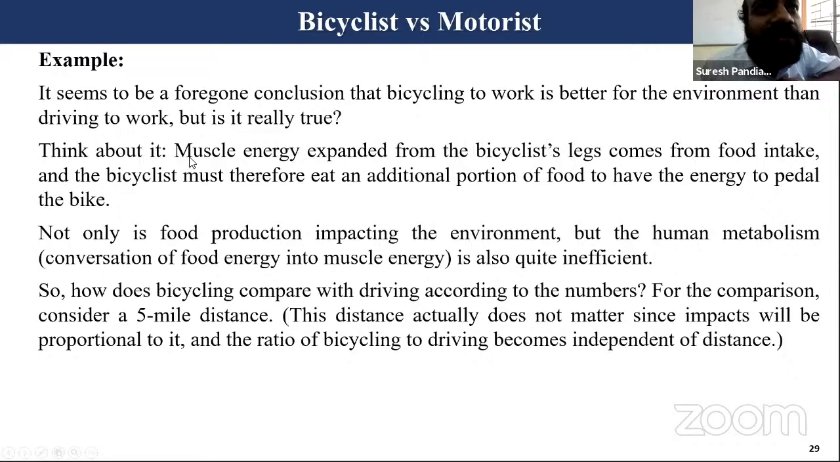So a bicyclist cannot drive the bicycle for a 5 kilometer stretch unless he consumes food, right? You need energy. In a car, it is petrol or diesel. For a bicyclist, it is the food intake. The energy conversion from food intake to muscle work to drive the stretch is very poor. Therefore, if you add the energy emitted in the production of that food, then the net emission by the bicyclist is more than that of the guy who comes by car.